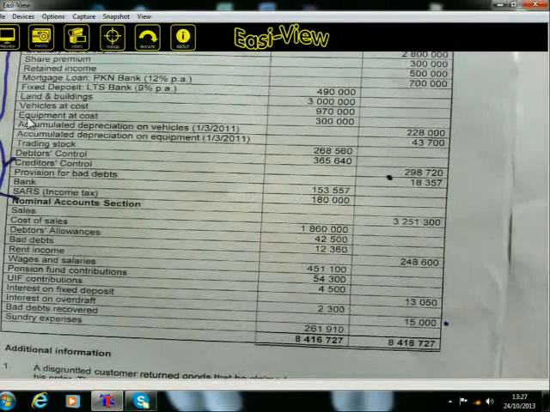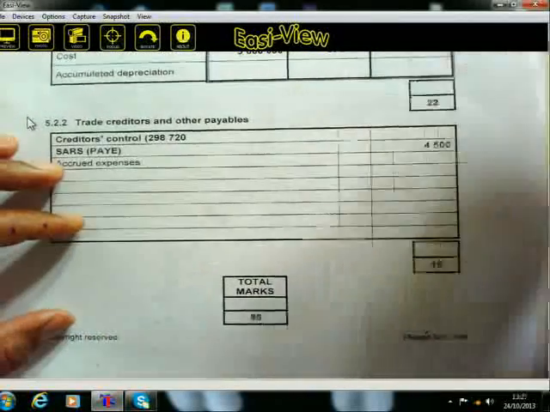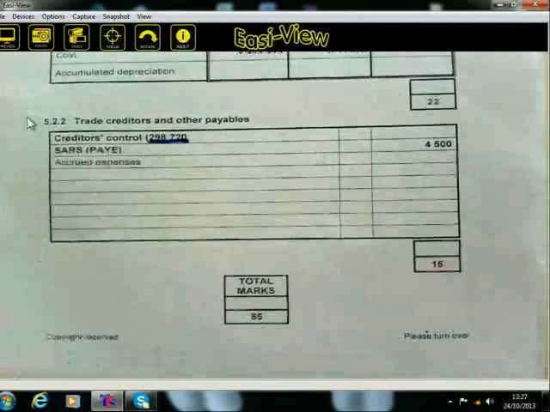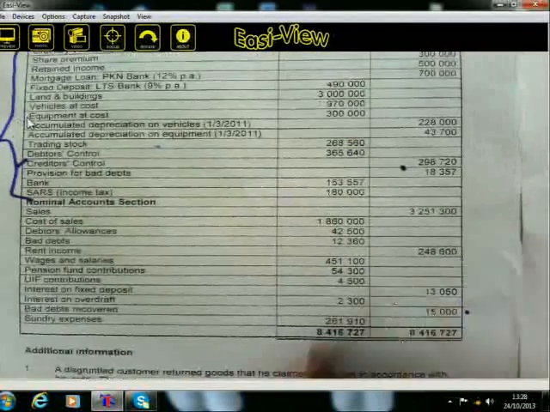298,720, and here is my answer sheet. According to my answer sheet, that amount was given. You don't have to write it, so no marks will be allocated. That amount was already given. Now we'll have to look at our additional notes.